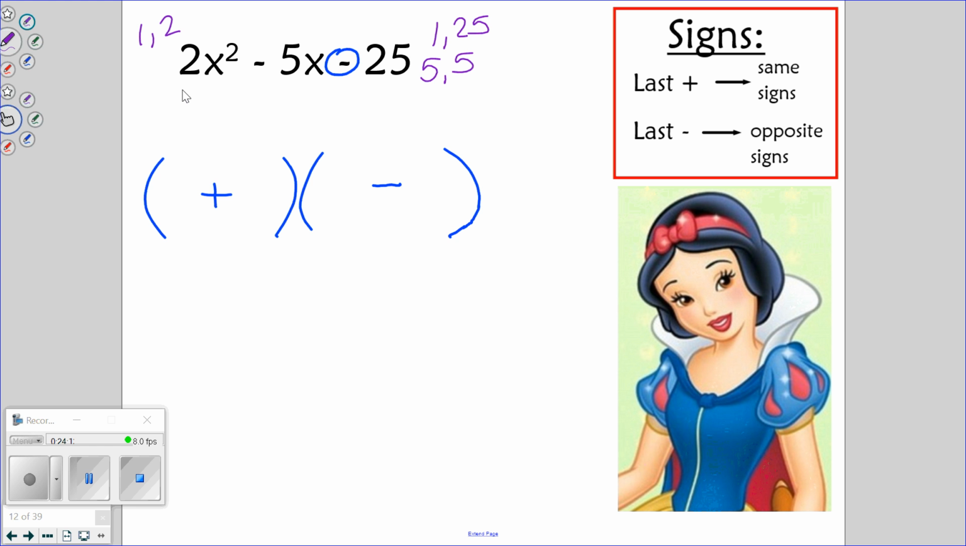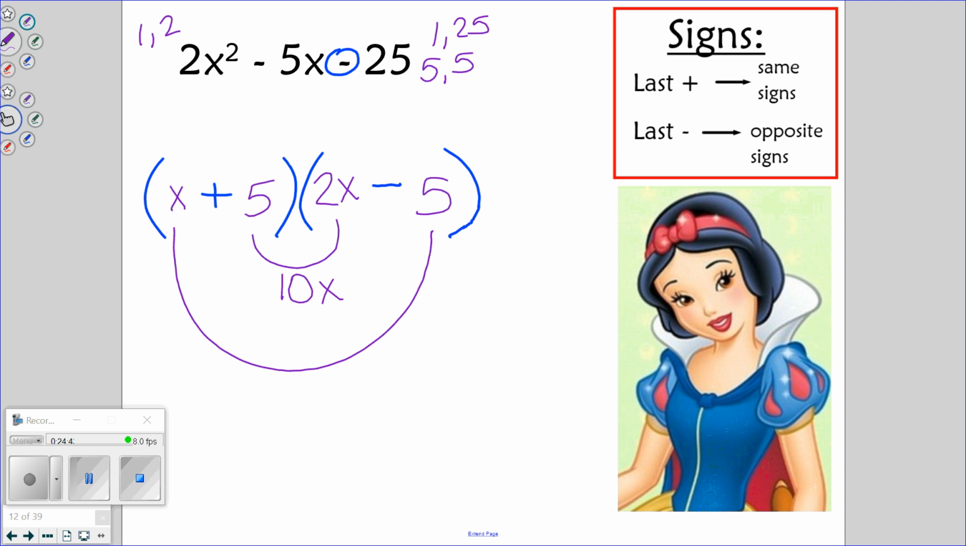Do you want to go 1x, 1 and 2, or 2 and 1? 1 and 2. So 1x. Yeah, too late. I already started red. 1x and 2x. 1 and 25 or 5 and 5? Okay, you guys, hard decision. We'll see if you're right or not. All right, so again, when we're checking, inside, that's 10x.